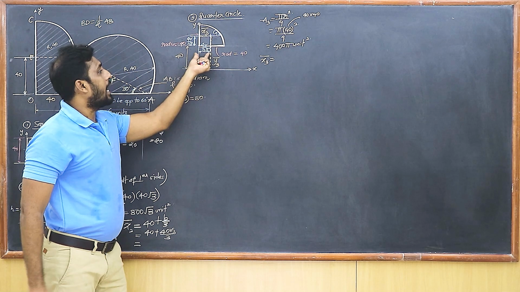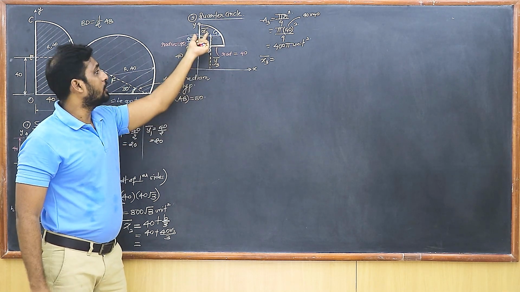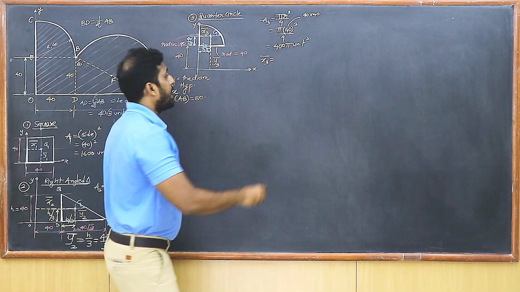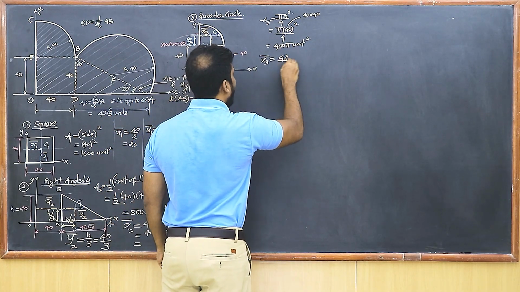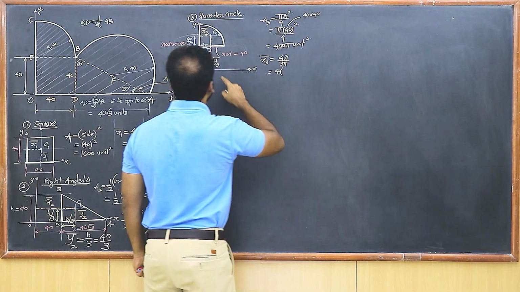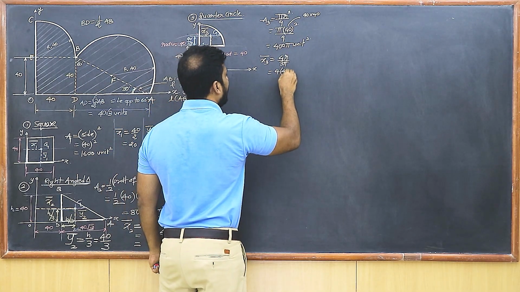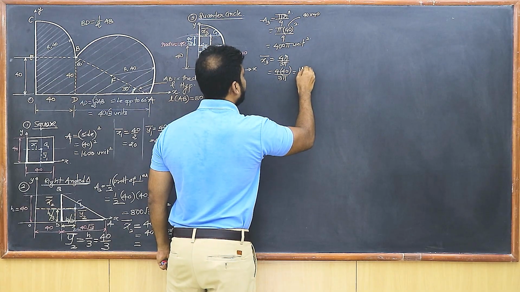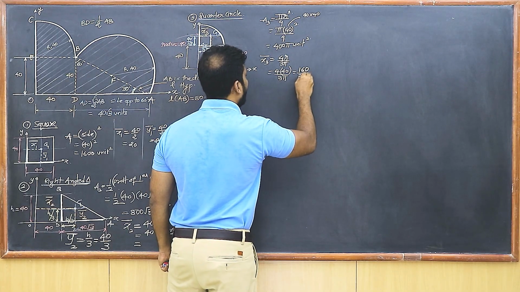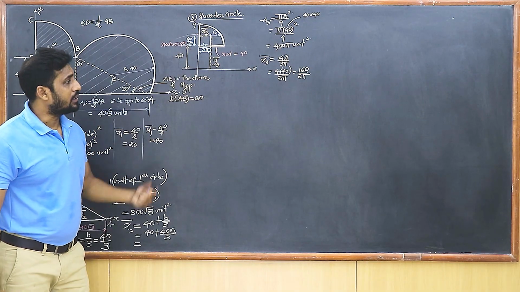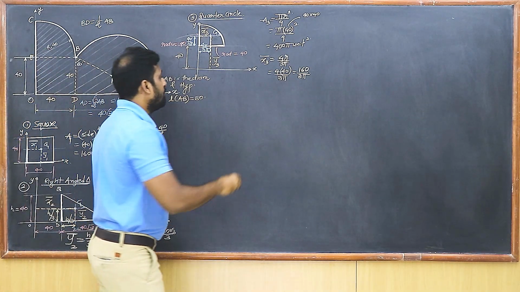So X3 bar is directly 4R upon 3 pi, isn't it? So there is no confusion over here. It is directly 4R upon 3 pi. So X3 bar, I'm going to write here 4R upon 3 pi. What's the radius? I know that the radius is 40 for this particular quarter circle. So 4 into 40 upon 3 pi. So that gives me 160 upon 3 pi. No need to do the simplification. You can leave the answer over here itself. 160 upon 3 pi. That's X3 bar.